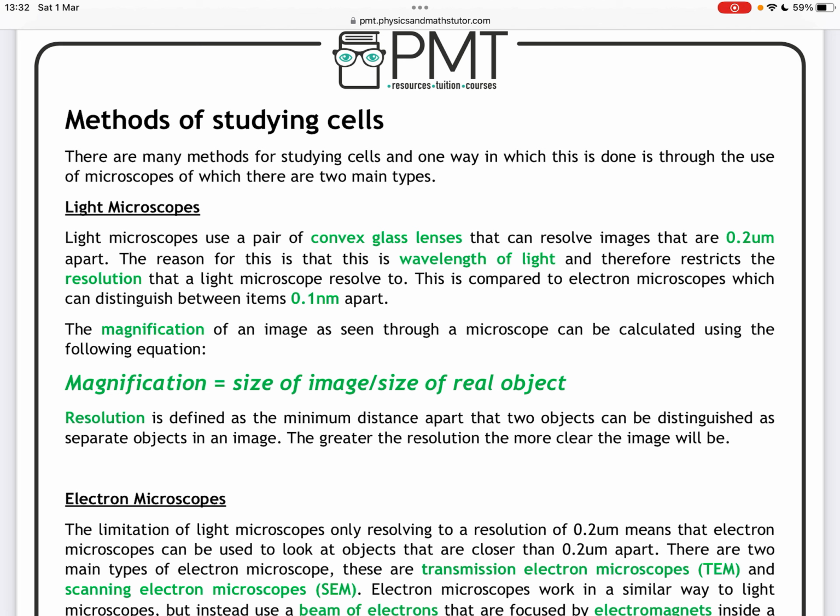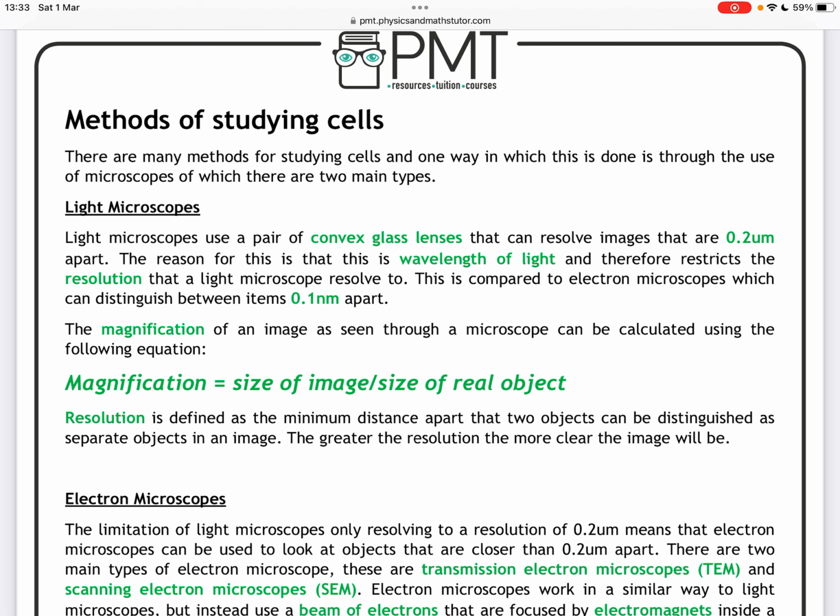First of all, there are types of cells, but how do we know there are types of cells? We studied them, right? So there are many methods for studying the cells. One way in which this is done is through the use of microscopes, of which there are two main types: the light microscope and the electron microscope. The light microscopes use a pair of convex glass lenses that can resolve images that are 0.2 µm apart. The reason for this is that this is the wavelength of light and therefore restricts the resolution that a light microscope resolves to. This is compared to electron microscopes, which can distinguish between items 0.1 nanometer apart.